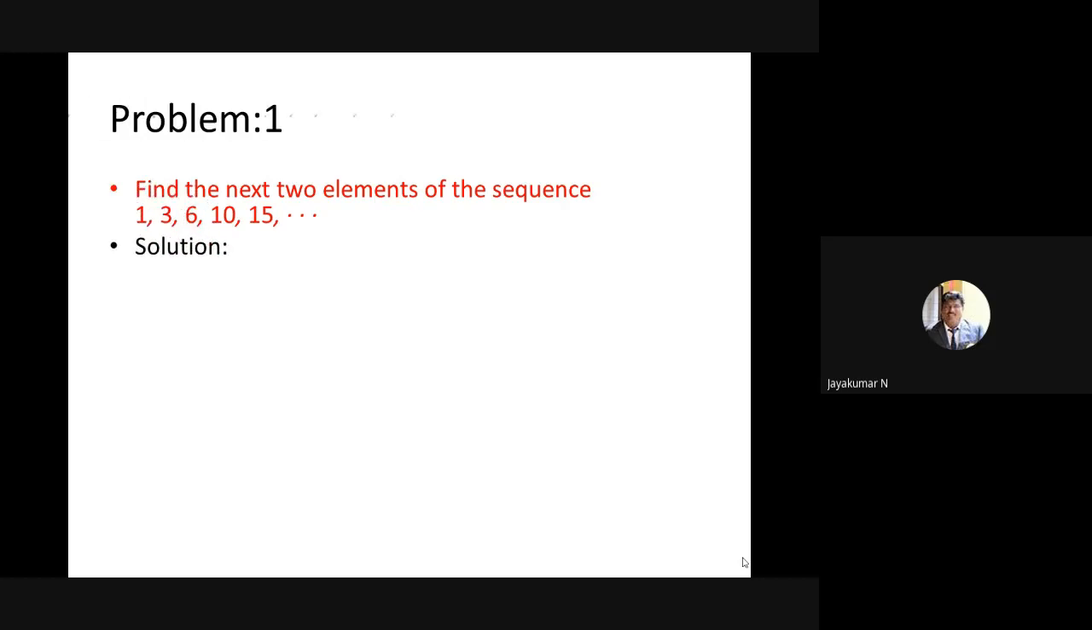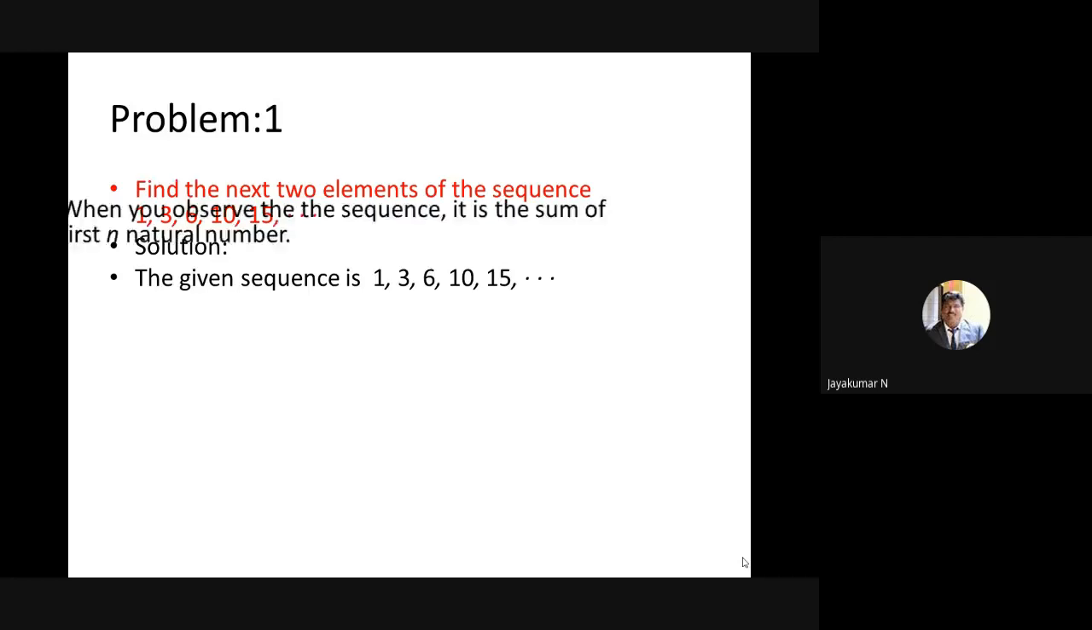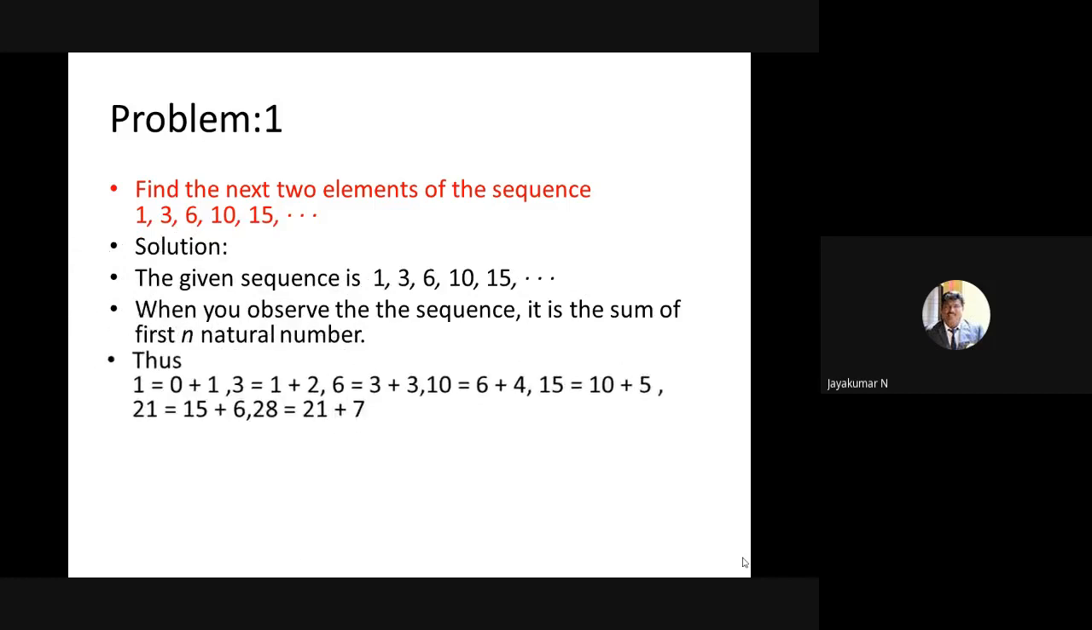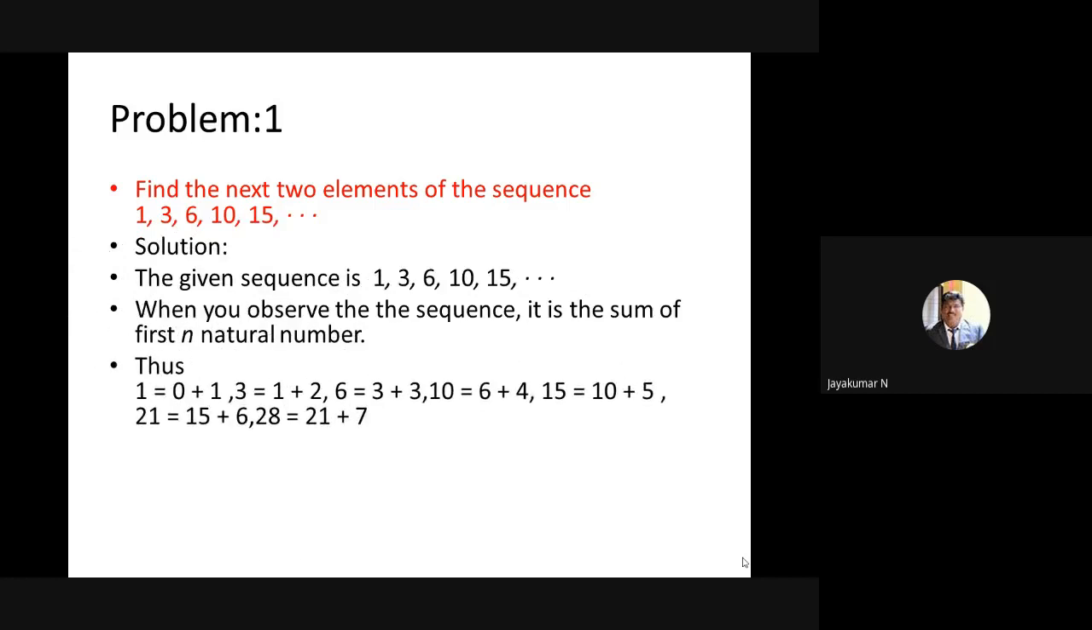Let's see how to solve this one. The given sequence is 1, 3, 6, 10, 15. When you observe the sequence, it is the sum of the first n natural numbers. The first one is obviously 1, the second one is 3, that is nothing but 1 plus 2, the third one is nothing but 1 plus 2 plus 3, that is nothing but adding to the previous one.